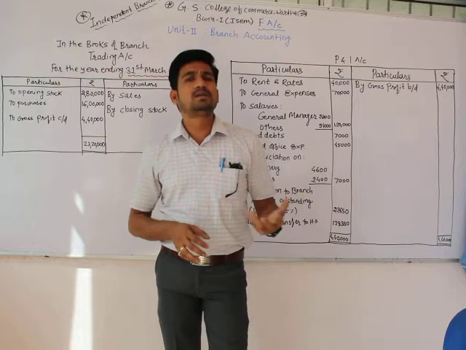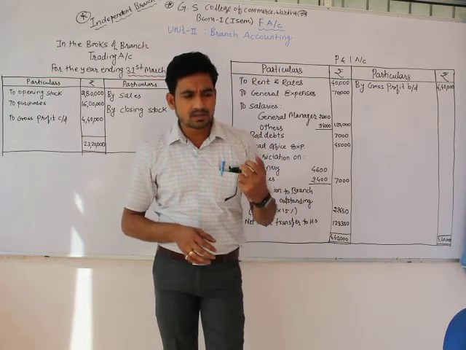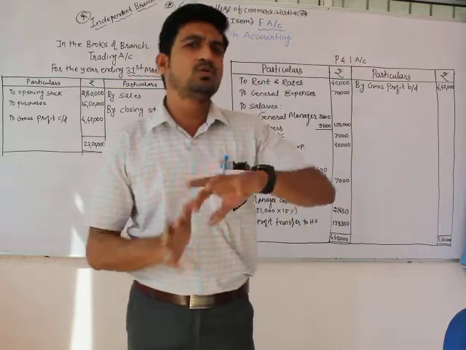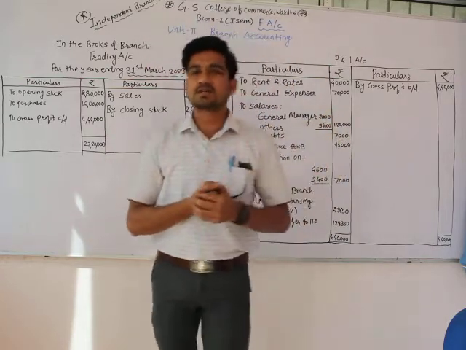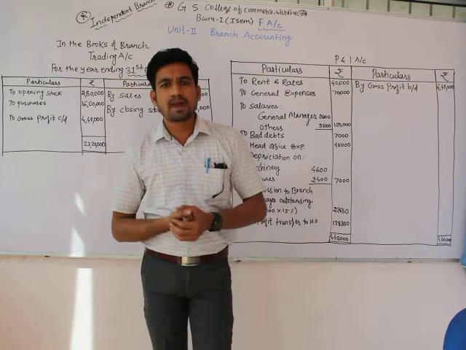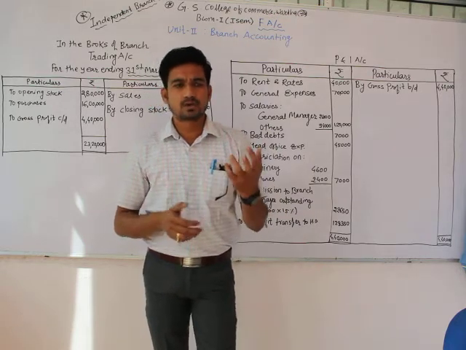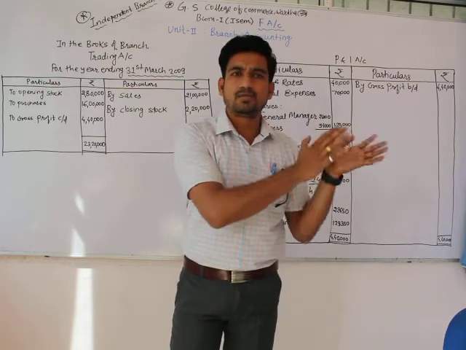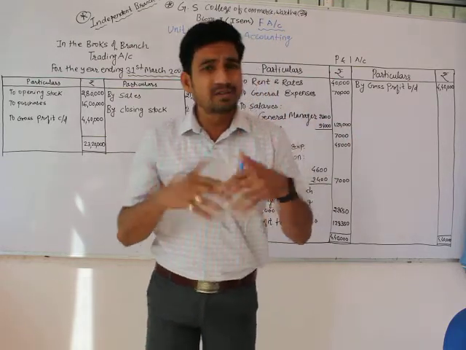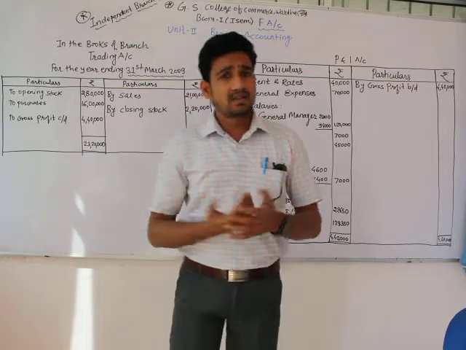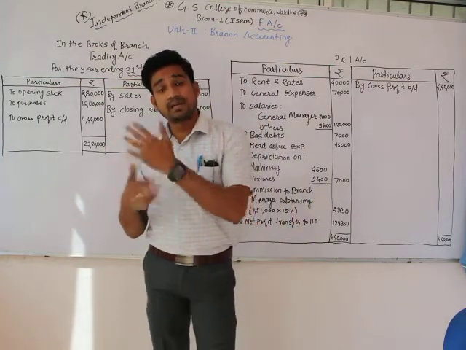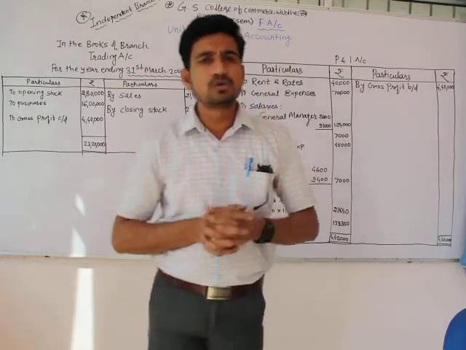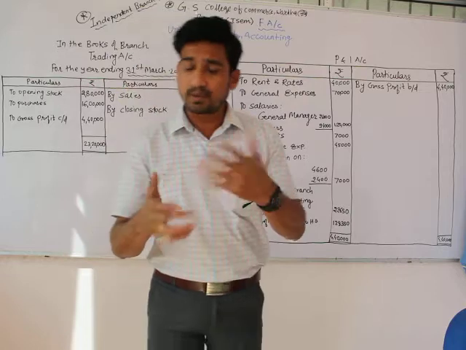So what is the independent branch? Independent branch means it has its own independence. They don't have to depend too much on head office to take decisions, to prepare their plans, to prepare their rules and regulations, because they have been completely given the independence by head office. So how do they work? They can sell, they can buy from head office, they can even sell to head office. So these are the things which happen in the account books of branch accounts.